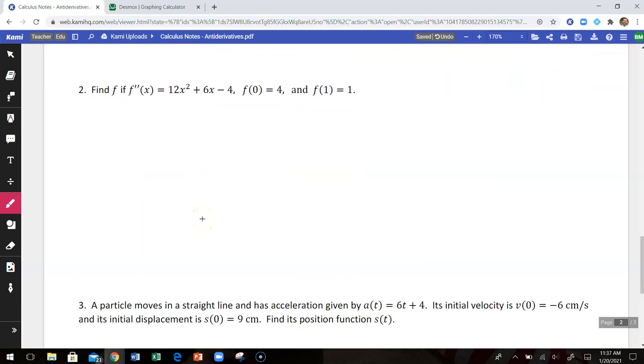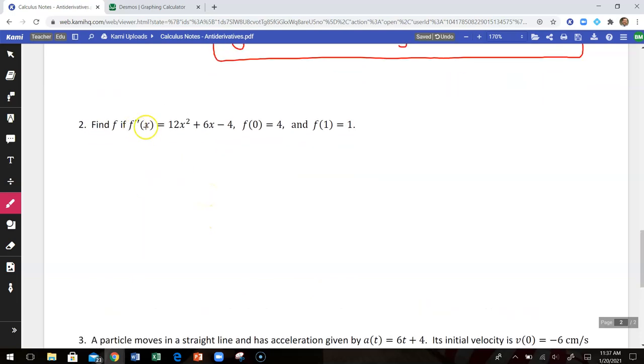Next example, I'm actually giving you f double prime. So f double prime is 12x squared plus 6x minus 4, and we want to find f. So we have to go backwards twice. And we're going to be able to do that because we've got a couple of pieces of information about f. So I'll show you how to kind of get started with this.